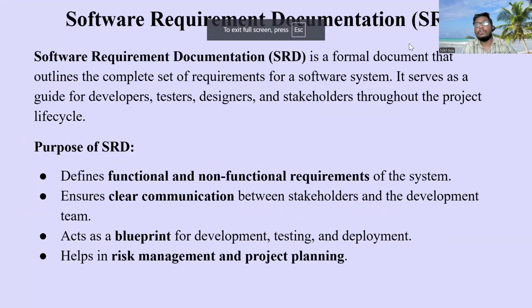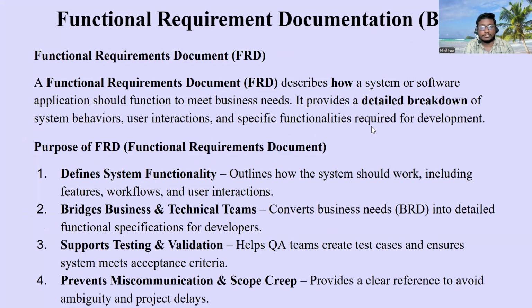So first we learned what software requirement documentation is, and how many kinds of software requirement documentation there are. Next we learned the first documentation, which is nothing but the BRD. Now we will learn about the FRD. A functional requirement document, or FRD, describes how a system or software application should function to meet the business needs. The BRD talked about what we are building and what the project is about. The FRD talks about how we will build the software or the functionality of the product. It describes how; the BRD describes what.